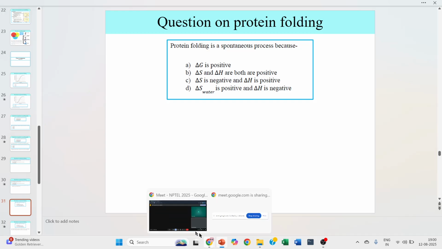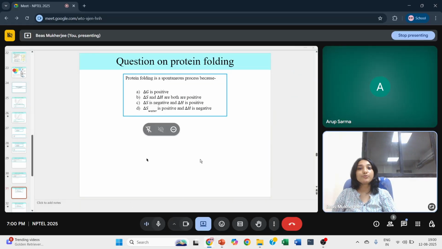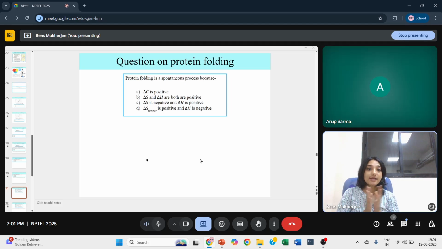Now, protein folding is a spontaneous process. Spontaneous means that it is energetically favorable. So delta G is negative; delta S and delta H, delta S is positive, delta H is negative, and delta S of water is positive. This delta G is your Gibbs free energy, delta S is change in entropy, delta H is change in enthalpy.